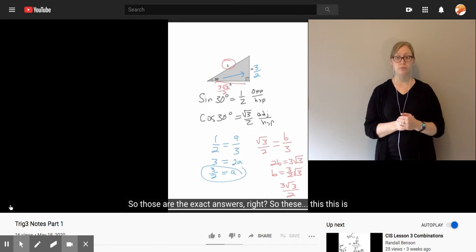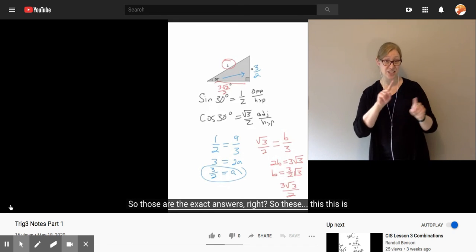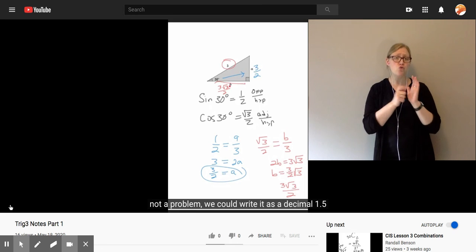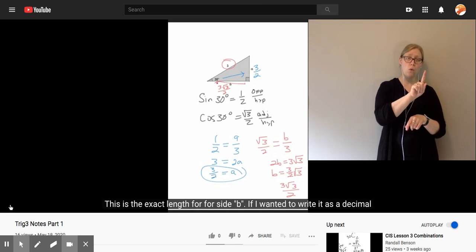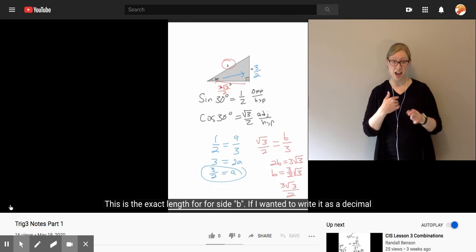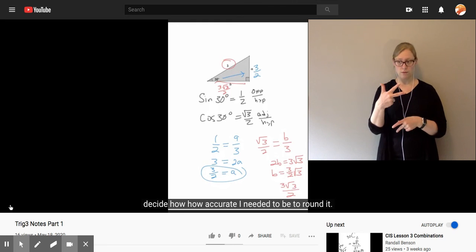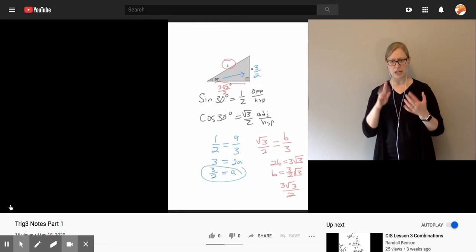So those are the exact answers, right? So this is not a problem. We could write it as a decimal 1.5. This is the exact length for side B. If I wanted to write it as a decimal, I would have to do 3 times the square root of 3 divided by 2, and then decide how accurate I need it to be to round it.